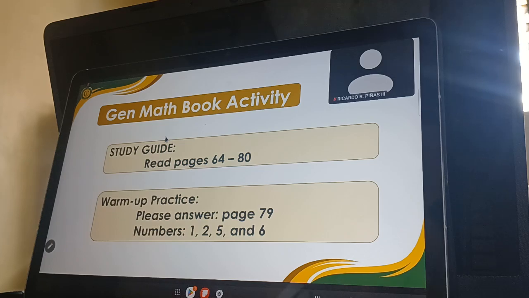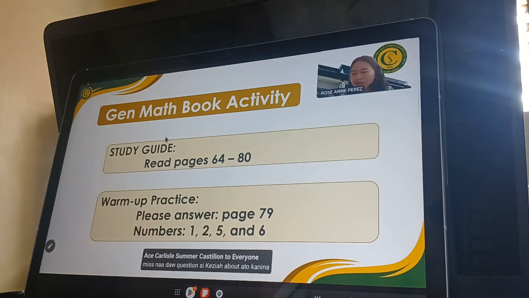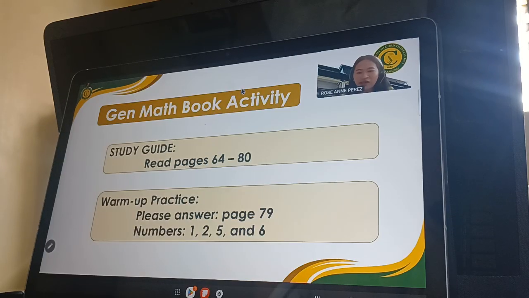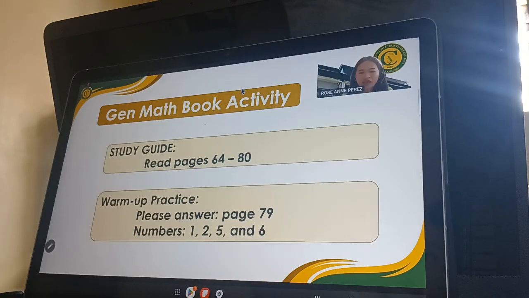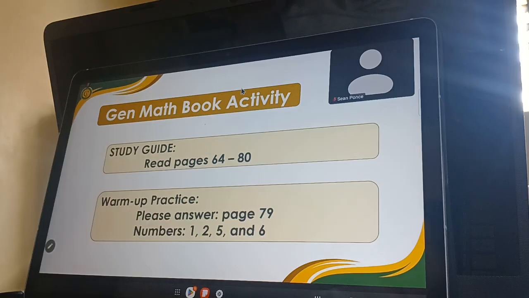Since it's almost time, the next subtopic would be discussed next meeting na lang, okay? Yes, Kizea. What's your question, Kizea? Na-chat siya na ako, miss. Pero maulaw daw siya. Yes.